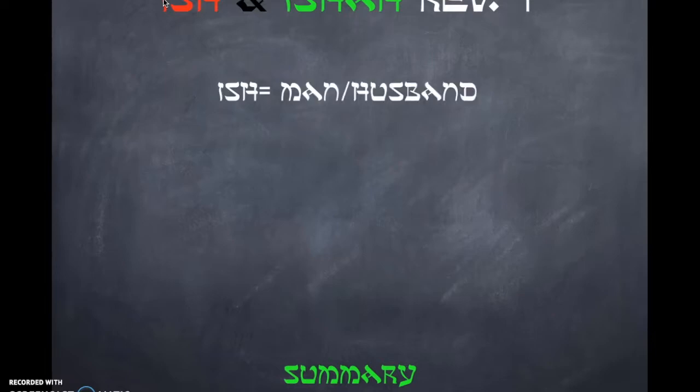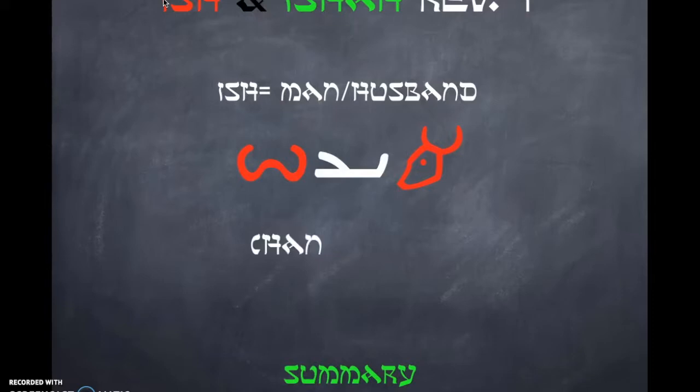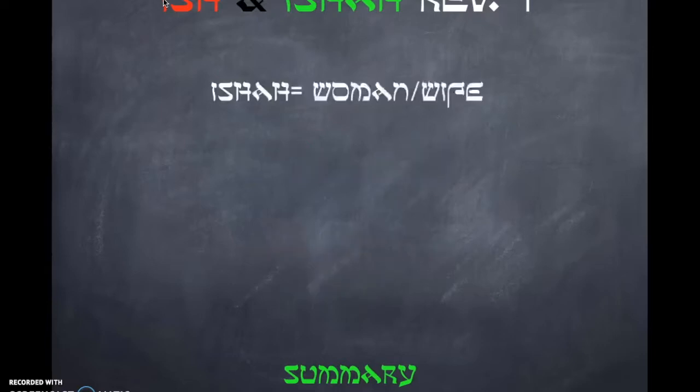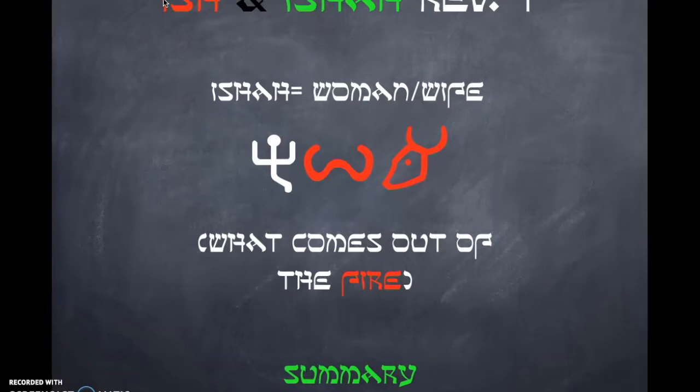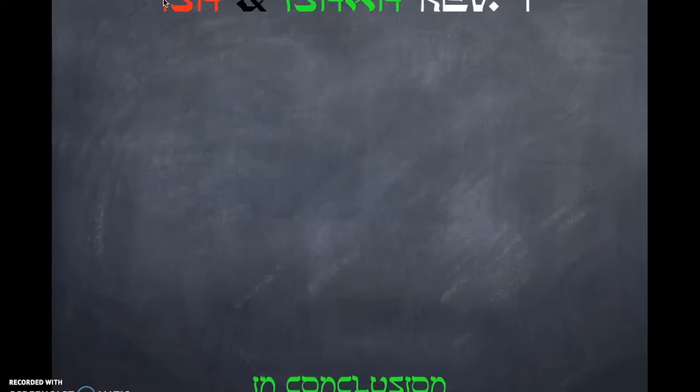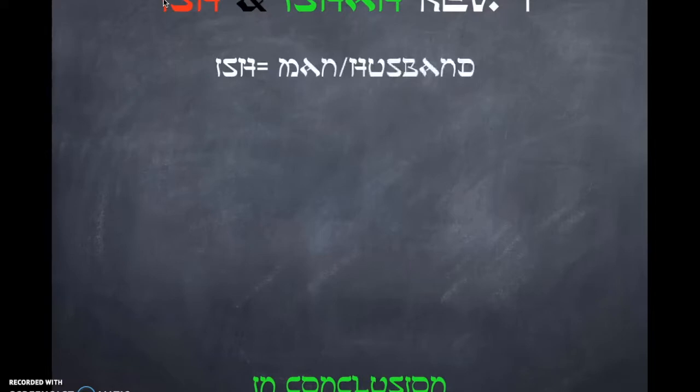So the summary, Ish equals man, husband. And that's Aleph, Yod, and Sheen. And we're going from right to left, you all. So you see the ox head, the Aleph, and then the Yod that looks like a hand, and then the Sheen that looks like teeth. That's Ish. That means hand and fire. Ishah, woman, wife. Again, from right to left, Aleph, Sheen, Hey, Ishah. And that means what comes out of the fire. So Ish and Ishah, this would be our foundation, and we will build and reveal around these two words.